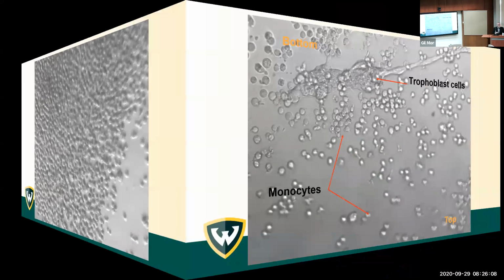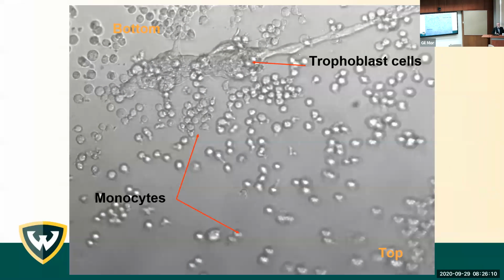However, if we have these trophoblast cells, these projections, these villi, again, let me guide you in this picture. Here in the right corner is the top of the well, and here in the left corner is the bottom. So we're looking at a three-dimensional image, and it's because of the focus.